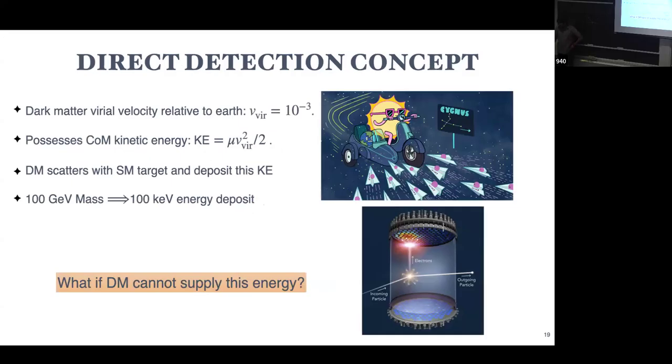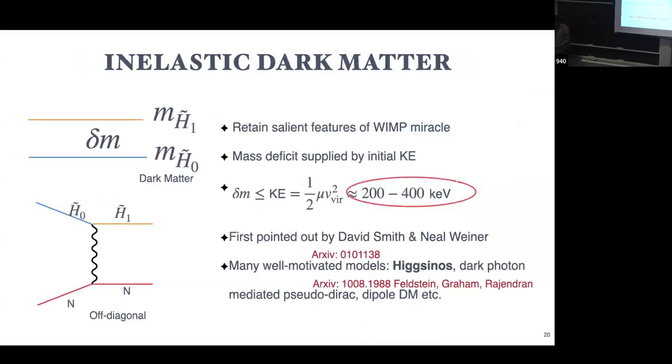Let me point out the last missing piece in why direct detection does so poorly. Let's try to understand direct detection. The dark matter virial velocity relative to the Earth is roughly 10 to the -3. In the center of mass frame with nuclei, this has kinetic energy of roughly μv squared, where μ is the reduced mass. Dark matter scatters with the standard model target and deposits this kinetic energy, which means that if you have a target at roughly 100 GeV mass, I'm thinking xenon, you have 100 keV type energy deposits. So you could have TeV dark matter, you could have 100 TeV dark matter, but you're still restricted in how much energy is available, at around the hundreds of keV scale. The dark matter kinetic energy could be arbitrarily larger, it just doesn't matter because of kinematics.